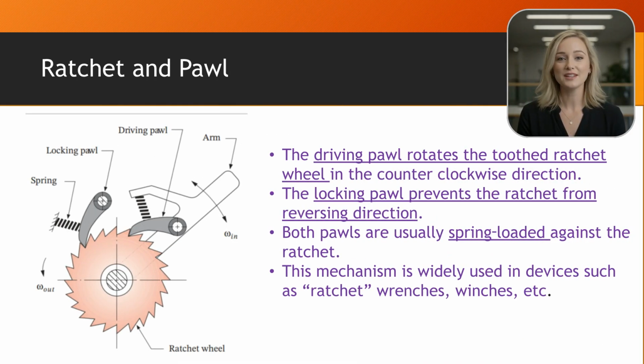The ratchet and pawl mechanism uses a driving pawl to rotate the ratchet wheel, while a locking pawl prevents any reversal. These are essential for tools like wrenches. Observe how the spring-loaded pawls interact with the toothed wheel to ensure unidirectional, intermittent motion in this schematic animation.